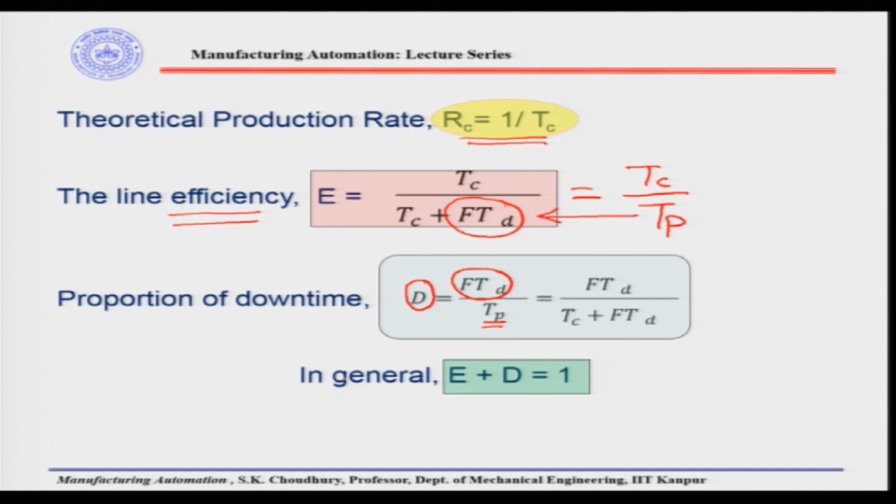If we know that, then in general we can check that E plus D should be equal to 1. If we see that T c divided by T c plus f T d, plus f T d divided by T c plus f T d, this is equal to 1. Okay. So, this is a check. So, we know how much time the machine is up, the efficiency, and how much time the machine is down.